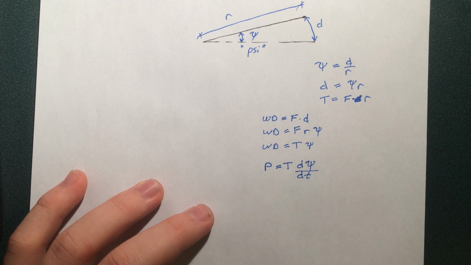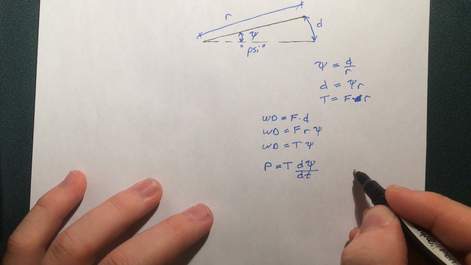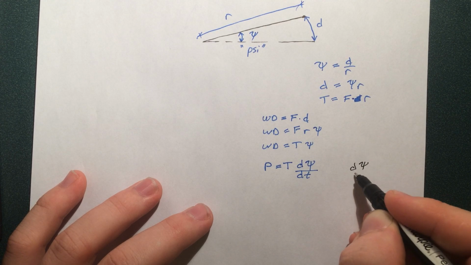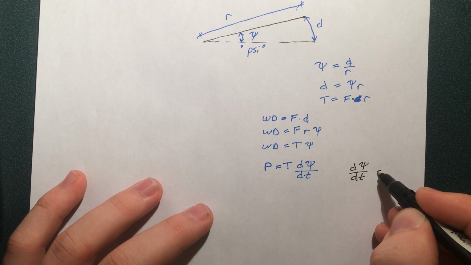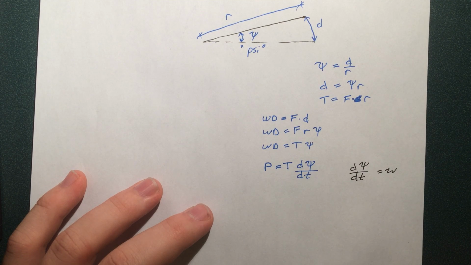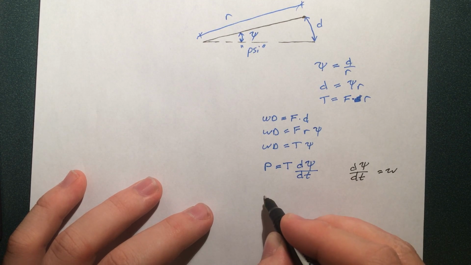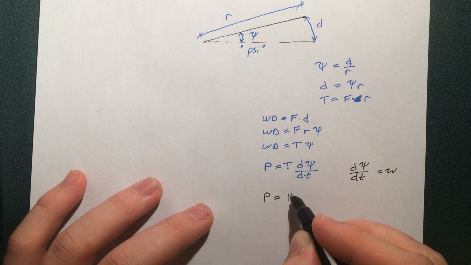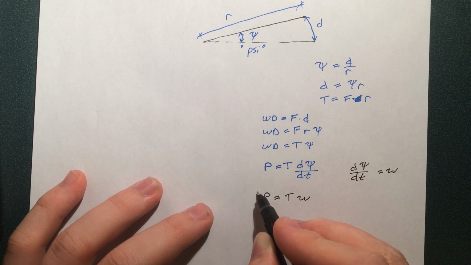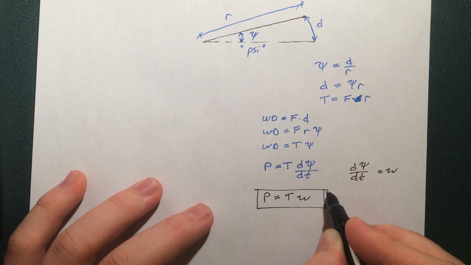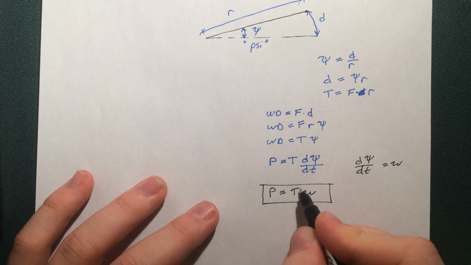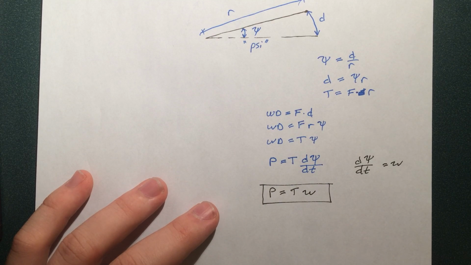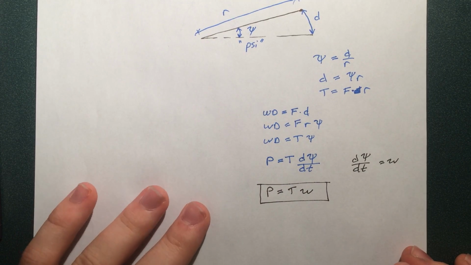And hey, we know the change in angle per time is just angular velocity, and we give that the Greek letter omega. So we can say the power is equal to torque times omega, and this is the key equation. So far in torsional bars, we've been dealing a lot with torque. And now we have these two extra variables added.